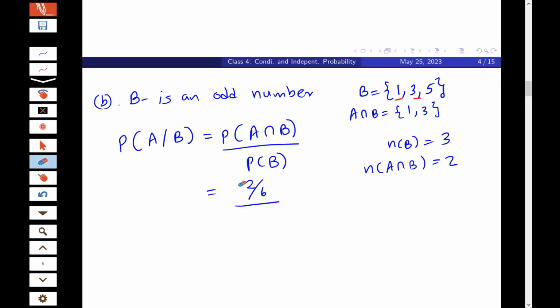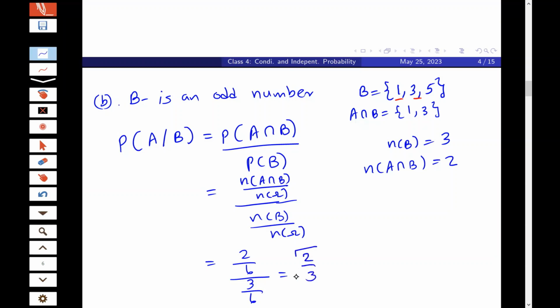Okay, so here I will write down the equations as well. This probability should be N(A intersection B) over N(omega), and here it should be N(B) over N(omega). So N(A intersection B) is 2 over 6, and N(B) is 3 over 6. Here you can simply cancel this 6 with that 6, so you will get 2/3.